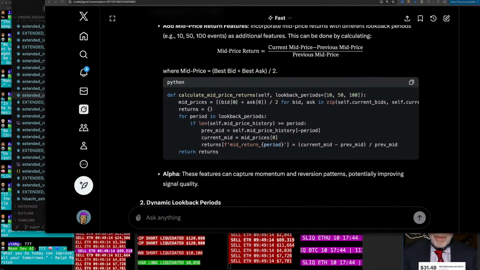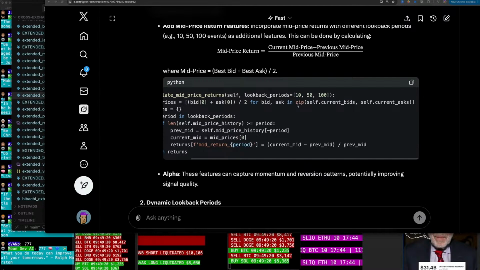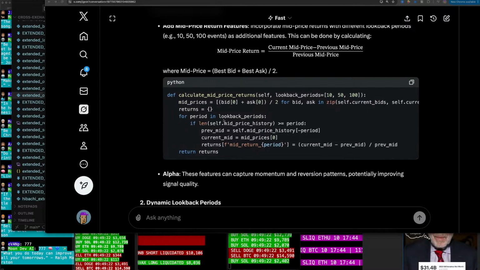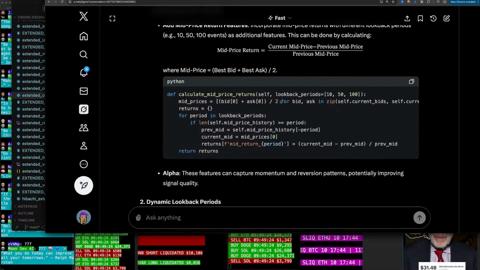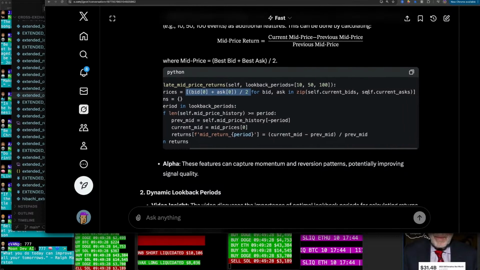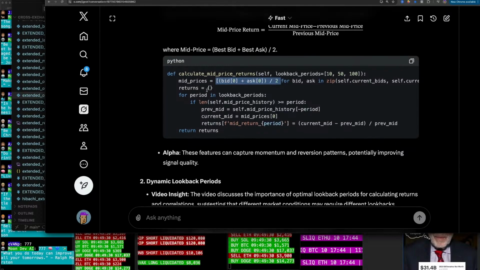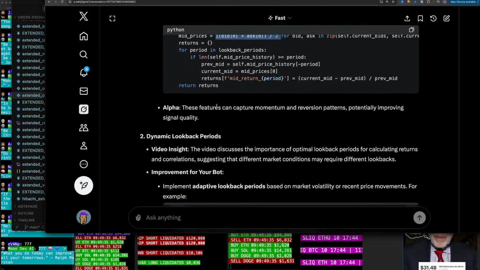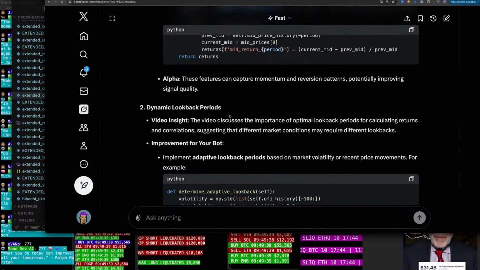Easy money. Calculate mid-price. So mid-prices are getting the bid and the ask, and then taking the bid and the ask here, dividing it by 2. Bid plus ask divided by 2. For bid and ask in the whatever, for period in look-back periods, okay. Slick. These features can capture momentum and reversion patterns, potentially improving signal quality.